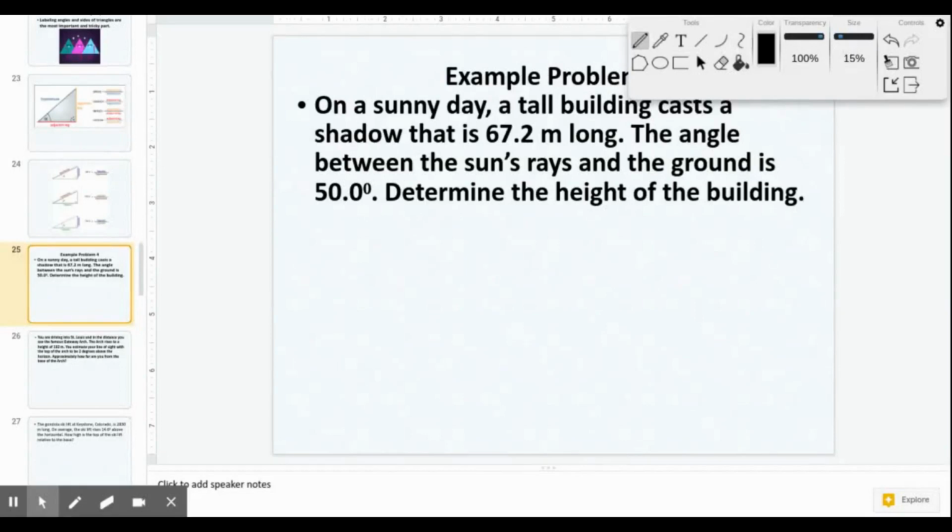When we look at this problem, we see it says a sunny day, a tall building casts a shadow of 67.2 meters long. The angle between the sun's rays and the ground is 50 degrees. Determine the height of the building. In physics, it's important to always draw your picture. If you don't draw your picture, especially as we get more complicated problems, you're going to get lost in what you're actually looking for. So we're going to draw our building.